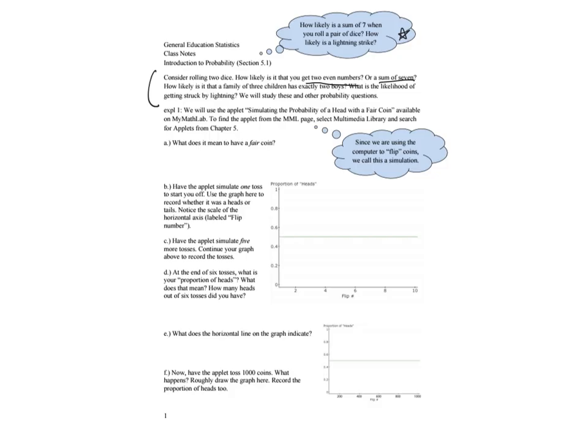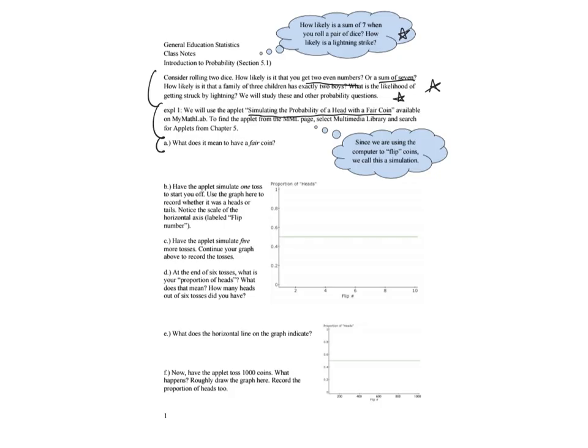Think about a couple who's about to have children. How likely is it that they have exactly 2 boys followed by a girl, or exactly 3 boys? So we're going to answer questions like this, and we're going to start off by actually using an applet they have on MyMathLab called Simulating the Probability of a Head with a Fair Coin. And what it essentially does is it flips a coin for us over and over and over again.